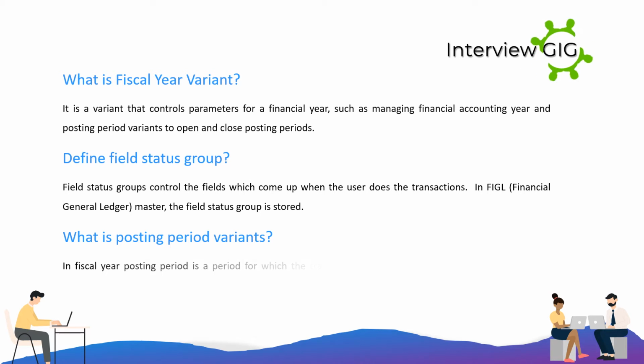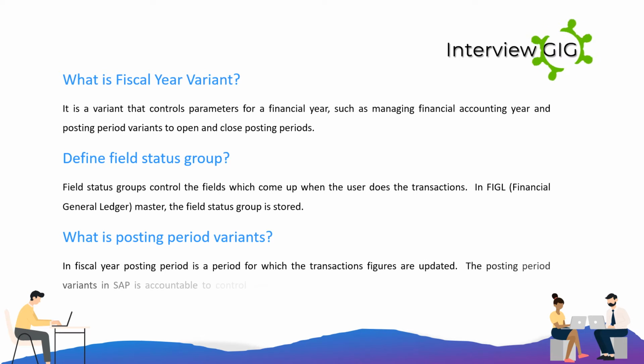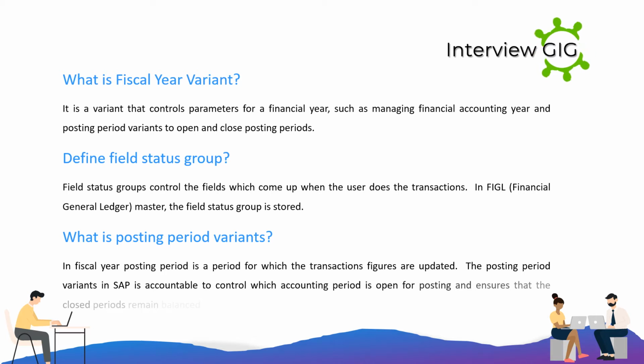What is posting period variance? In a fiscal year, a posting period is a period for which the transaction figures are updated. The posting period variance in SAP is accountable to control which accounting period is open for posting and ensures that the closed periods remain balanced.